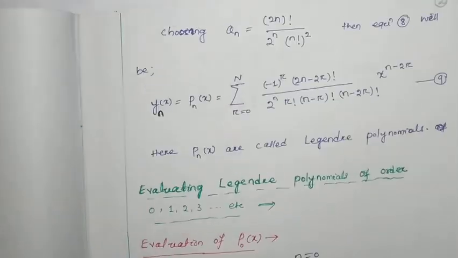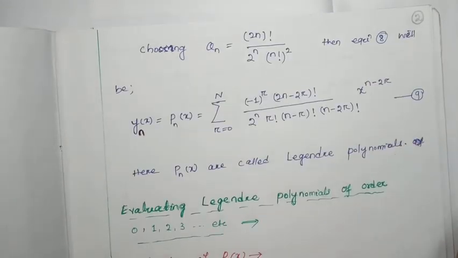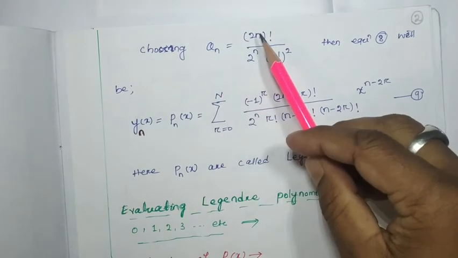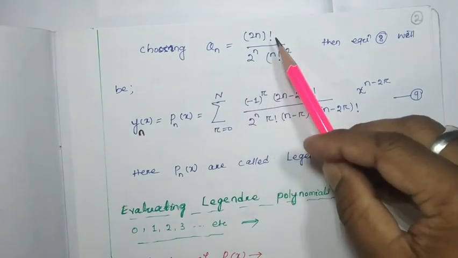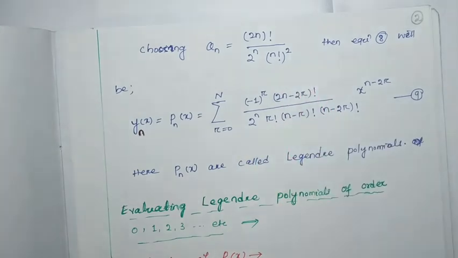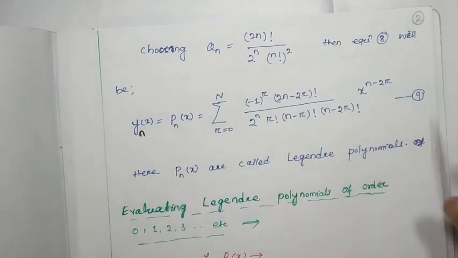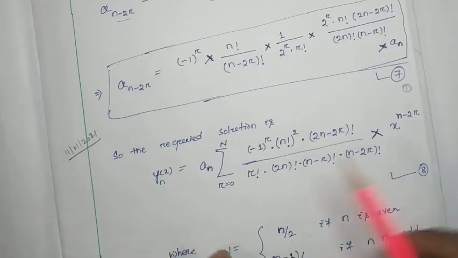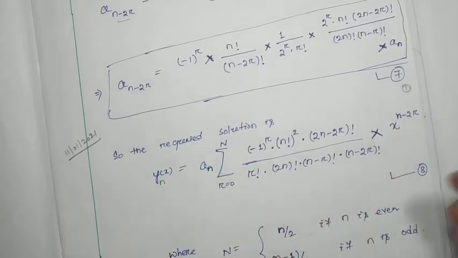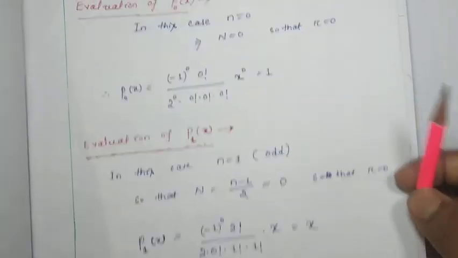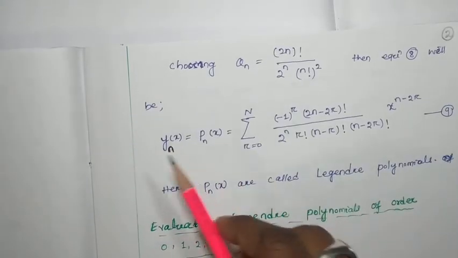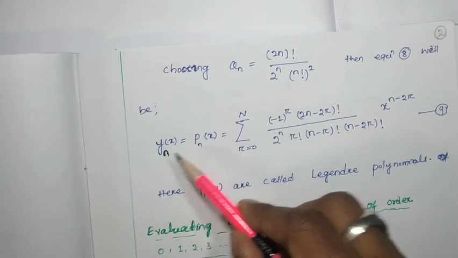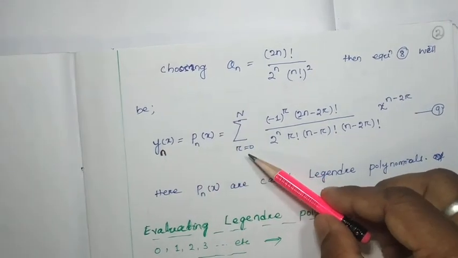Now we have to choose for our simplicity. We have considered that a subscript n is equal to 2n factorial by 2 to the power n into (n factorial) square. Then what will be equation number 8? Equation number 8. Here a subscript n, for our simplicity, we have considered this one. Then y subscript n, or the so-called P subscript n. See, n is here a subscript, okay. P subscript n will be sum over r equal 0 to n.